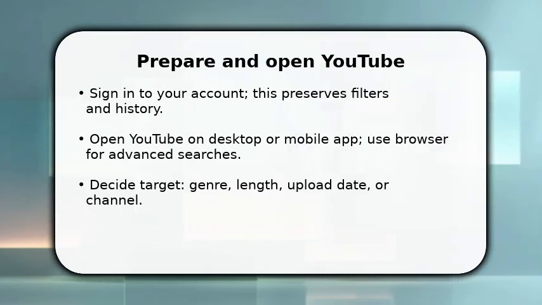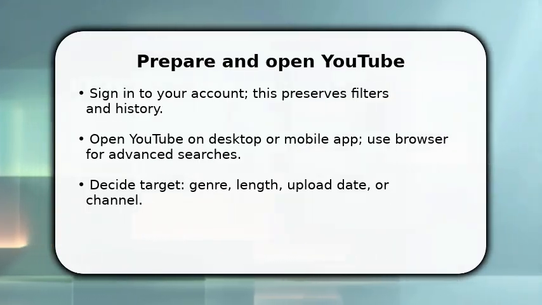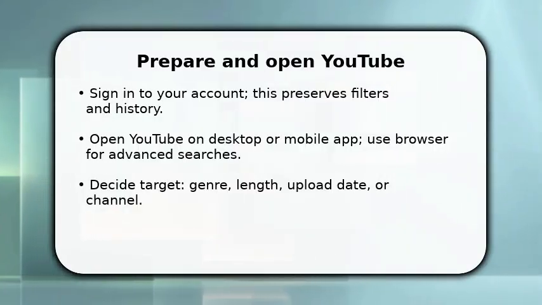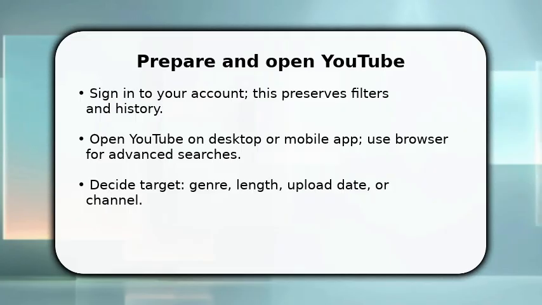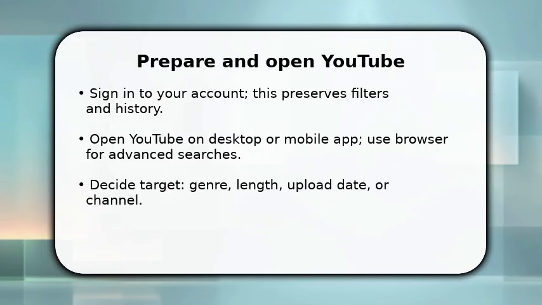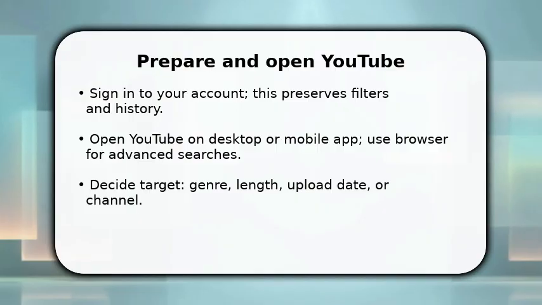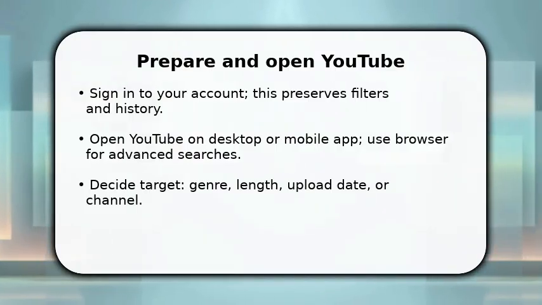You start by signing into YouTube so filters stick to your session. This matters when you save or repeat searches. Once signed in, open YouTube in a browser for full filter access or the app for quick taps. Choose what you want to find, gameplay clips, tutorials, or compilations, and pick primary criteria like length, upload date, or channel to narrow results immediately so you don't sort through irrelevant videos.